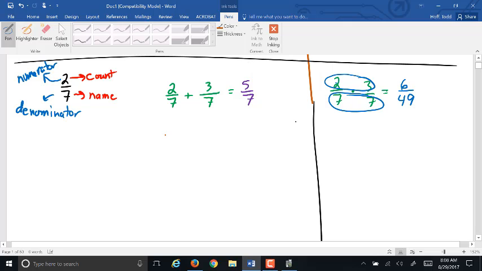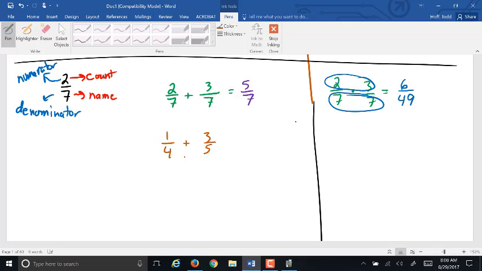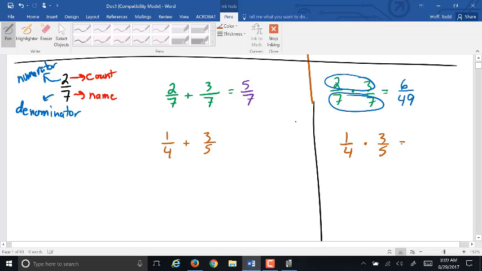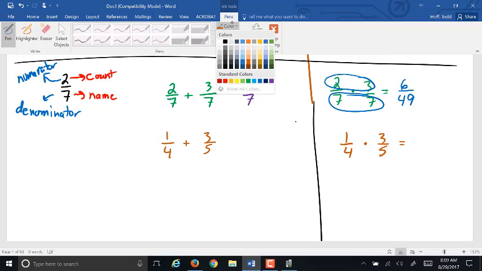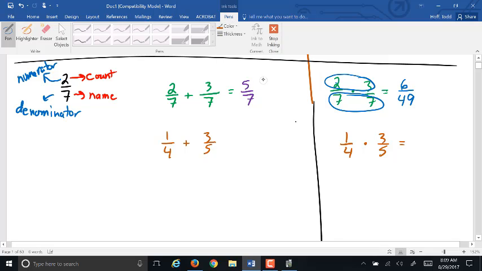Now, what if we have 1/4 plus 3/5? Can I add those the way they're written? No, we can't because they have different names. Again, when we get to fractions in more detail, we'll look at how you rename those so that you can add them. For multiplication, however, 1/4 times 3/5, do we need the same name to multiply? No, and we don't need a common denominator to multiply. So we can go ahead and just multiply, combining the counts. 1 times 3 is 3, then combining the names. 4 times 5 is 20, so that's 3/20.